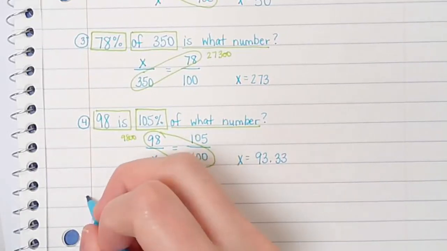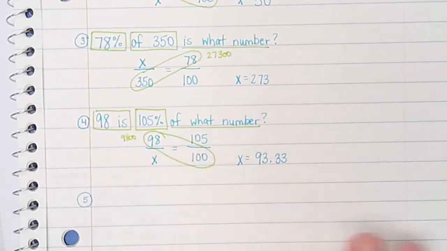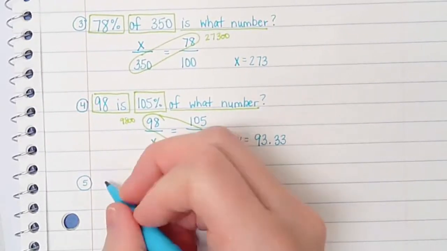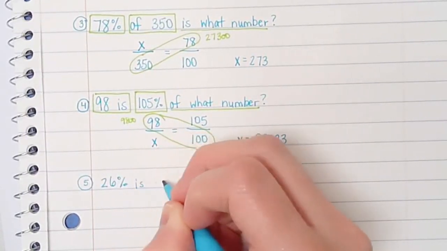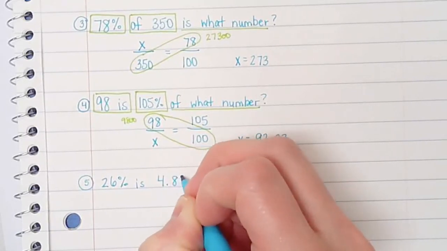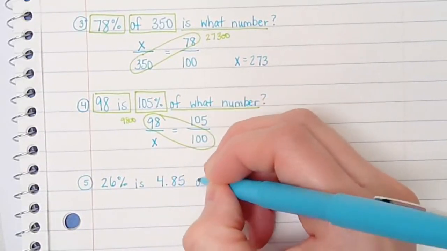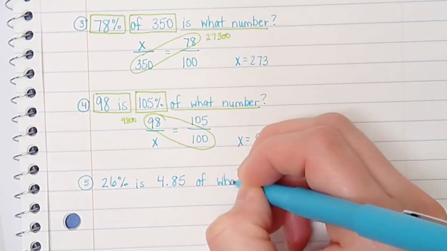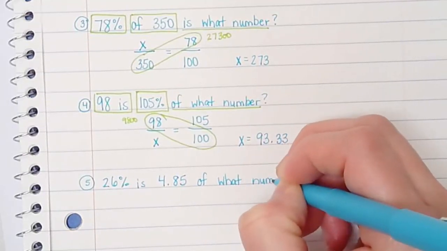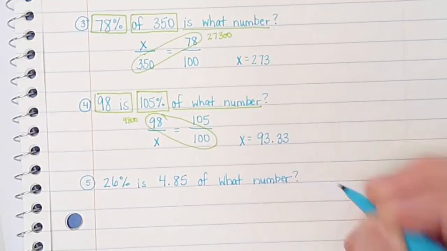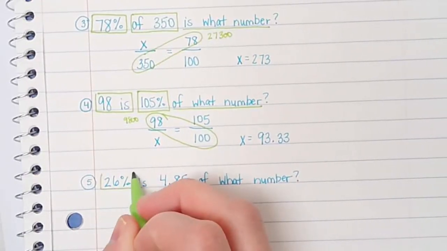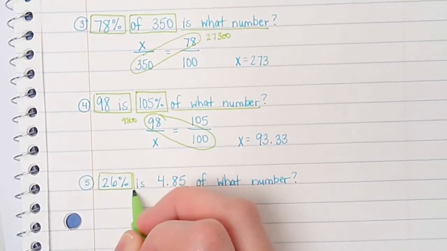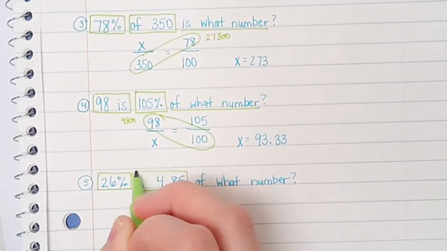We've got 26% is 4.85 of what number? So the main reason I did this one was so that you could see that you can have a decimal, and that's totally fine. You're not going to get anything wrong. You do it the same way. So 26% is my percent. Here is my is. And once again, it says of what number. So of is what's missing.